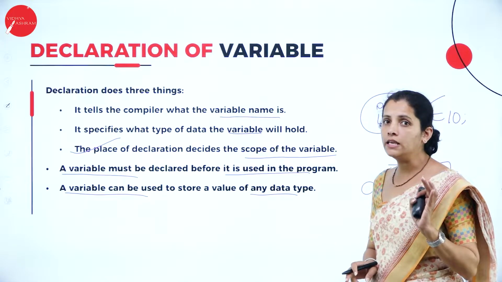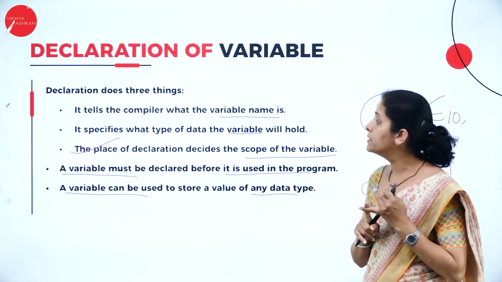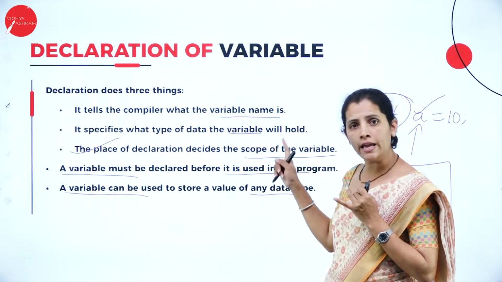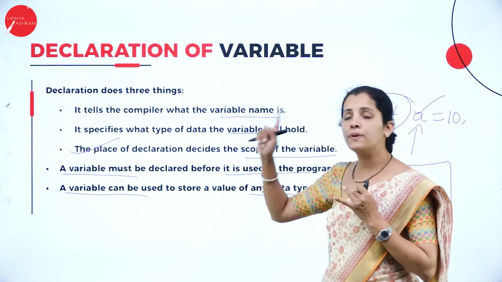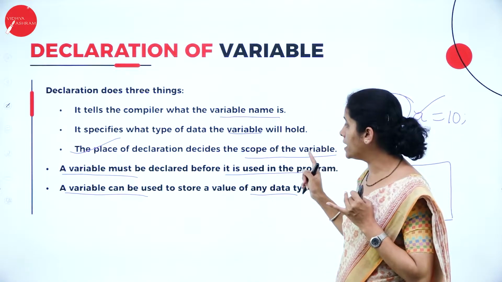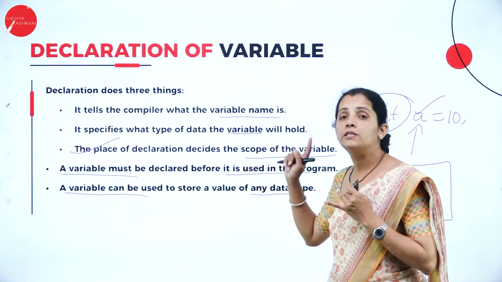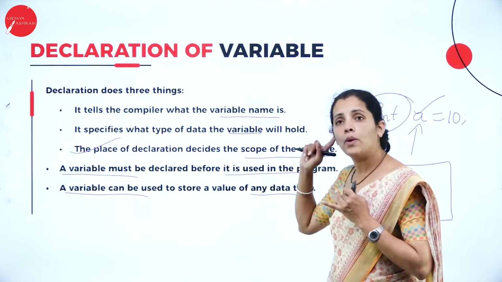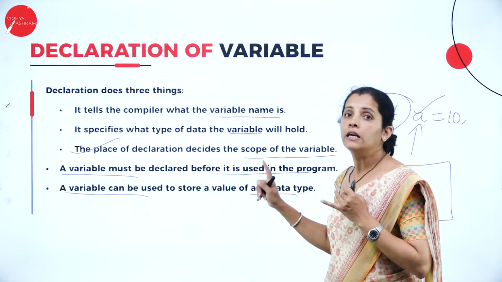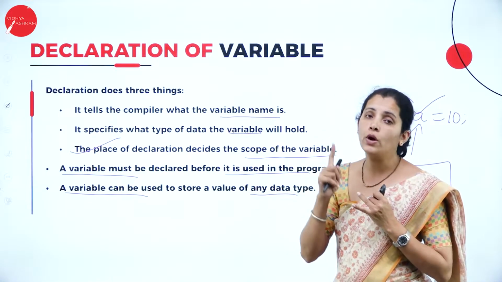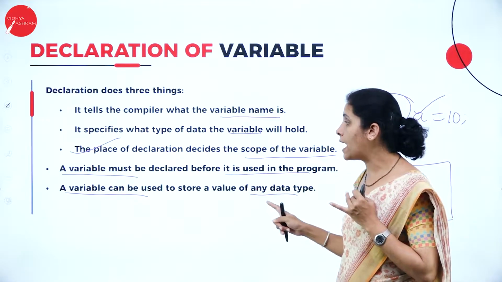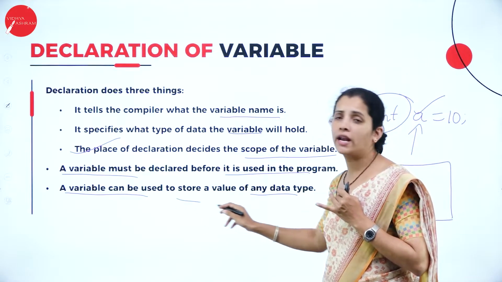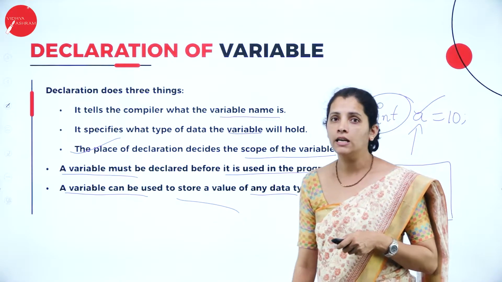So what are the things I want to remember here? It tells the compiler about the variable name. Along with that, it specifies what kind of data. Along with that, it specifies the scope of the variable, and the variable must be declared before it is used in the program, and a variable can be used to store any kind of data type.